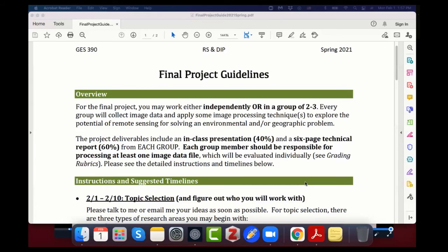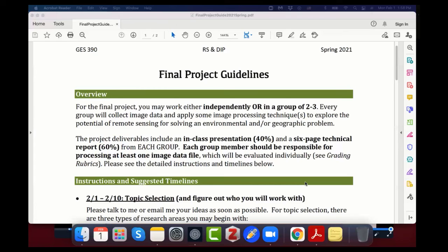One specific thing is, for example, if you're working in a group of 2, I'm looking for each person to process at least 1 image data file. So even if you're working in a group, you will have to do something. It's not like, for example, I'm working with Daryl, and Daryl, you can just go ahead and process all the data while I just write the paper. It's not like that anymore. You have to process your own data.